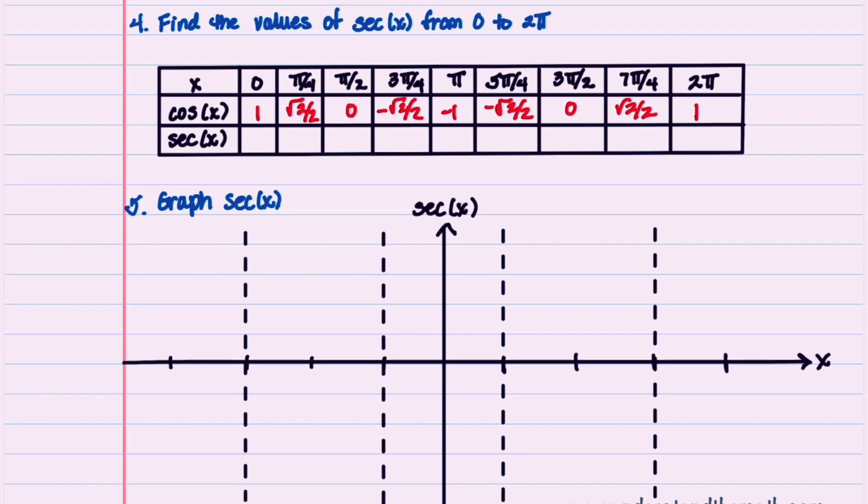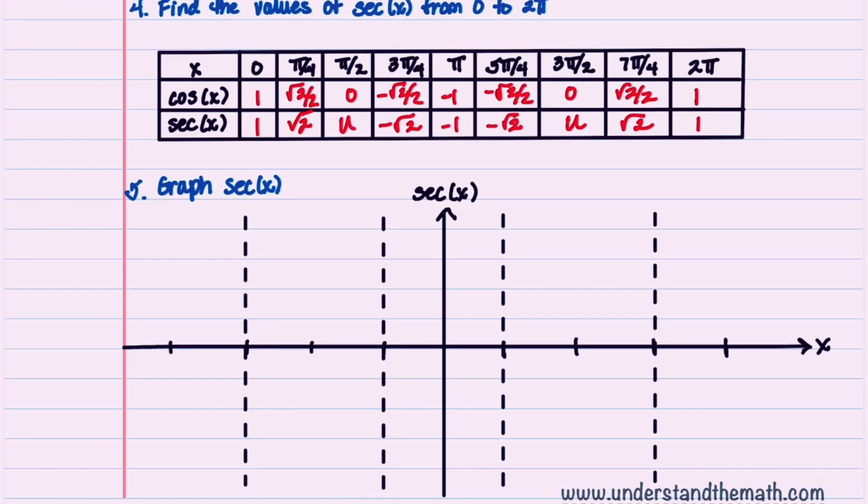Our secant is going to be the reciprocal of those values, and it's going to look like this. 1 divided by 1 is 1. 2 divided by root 2 is root 2. Then we get an undefined, a minus root 2, minus 1, a minus root 2, another undefined, another root 2, and then finally a 1.